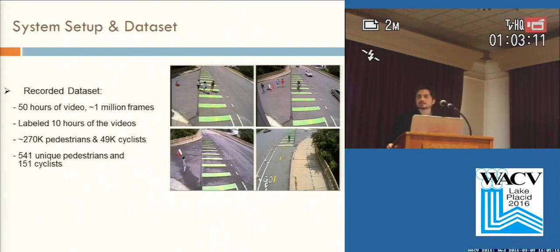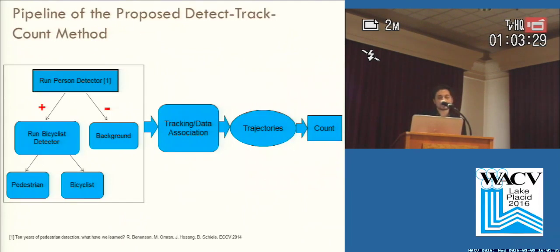We labeled 10 hours of this data, and the labeled data includes 270k pedestrians and about 50k cyclists. And the labeled data also consists of about 541 unique pedestrians and 150 cyclists.